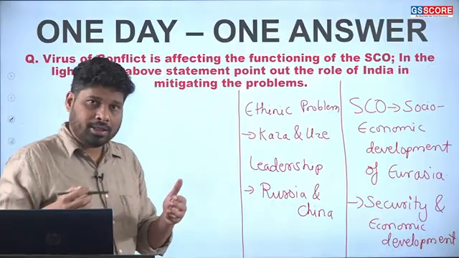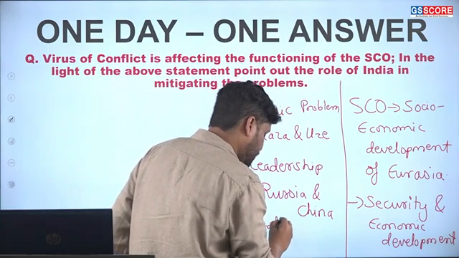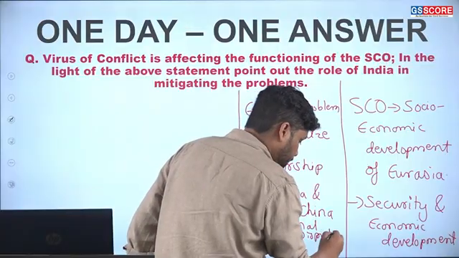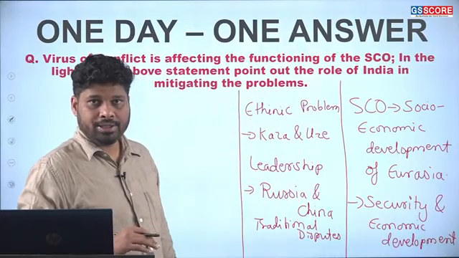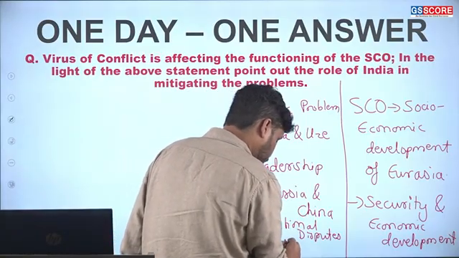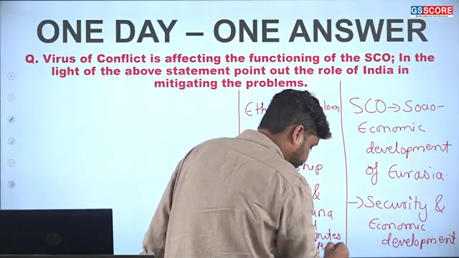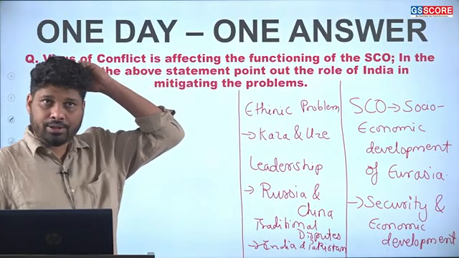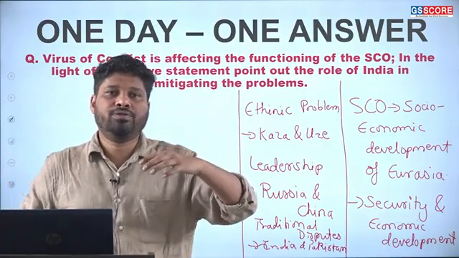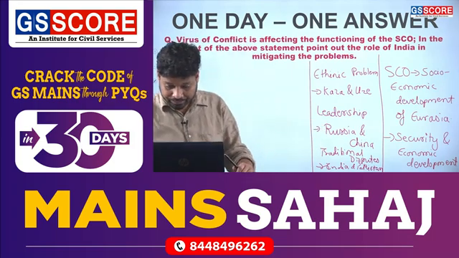There are also traditional disputes which are on display in SCO. One dispute is of course between India and Pakistan, and the other is of course between China and India, and it also in a way does not allow full reflection, complete reflection of how issues will be settled in the organization.